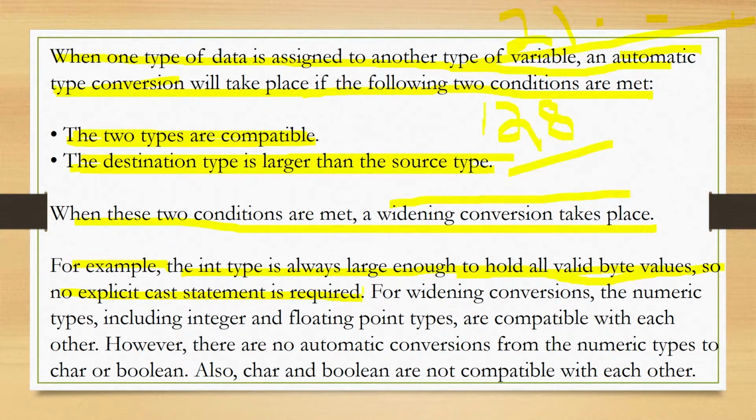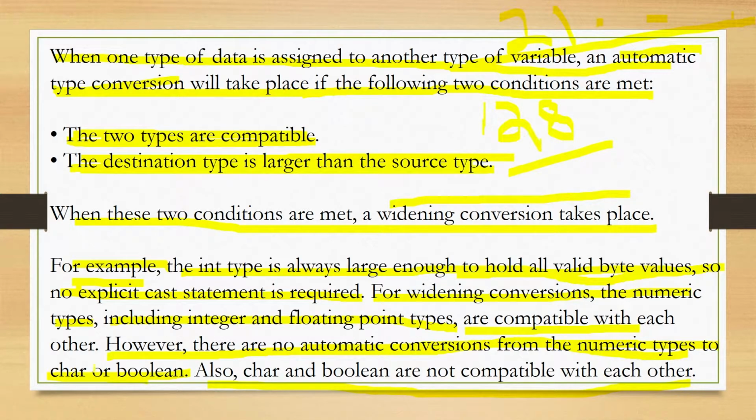So whenever we are doing widening conversion, we don't need to write any explicit code, but for narrowing we need to write that. So we'll see that now. For widening conversion, the numeric types including integer and floating point types are compatible with each other. However, there are no automatic conversions from numeric to char or boolean. Also, char and boolean are not compatible with each other. So, no automatic conversion from numeric types to char or boolean.